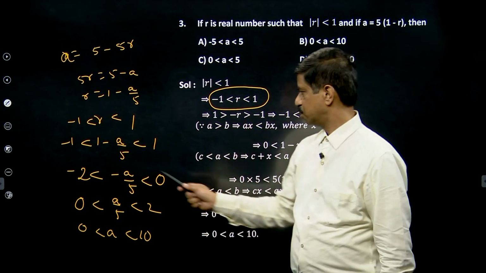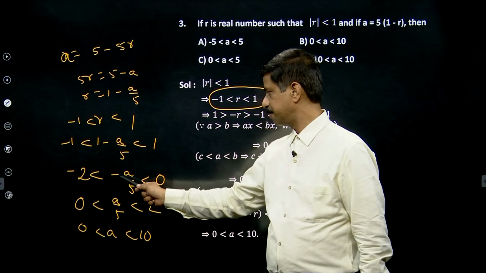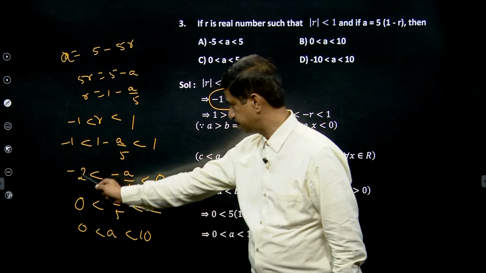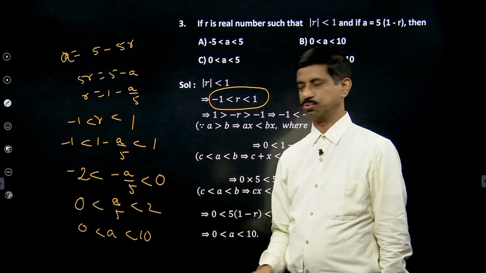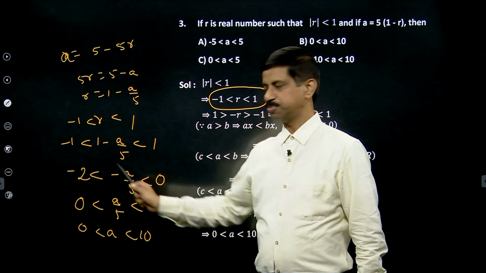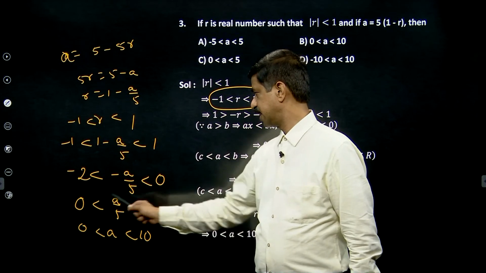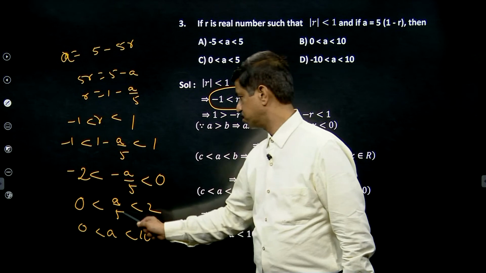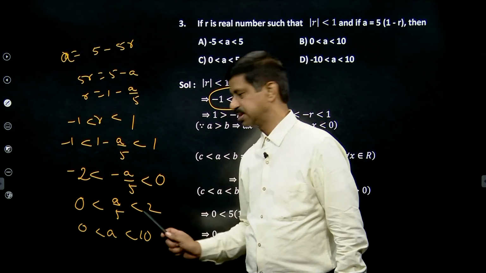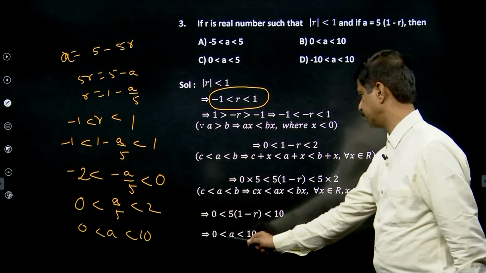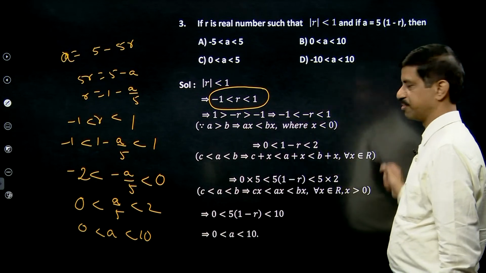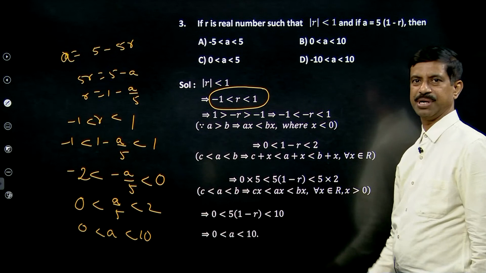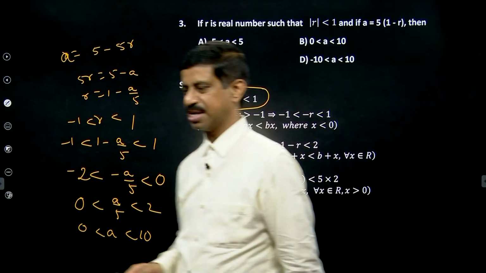Right, children? Now I should eliminate this minus sign. When I eliminate the minus sign, these directions also will change. 0 will go that side, minus 2 will come this side and becomes plus 2, because minus into minus is plus. So A by 5 is greater than 0, less than 2. Multiply by 5 throughout. 0 into 5 is 0, 2 into 5 is 10. So A is greater than 0, less than 10. Either this way or this way, whichever you feel is more comfortable, you do that way. Please copy it fast, children.